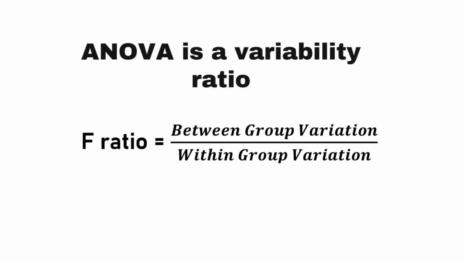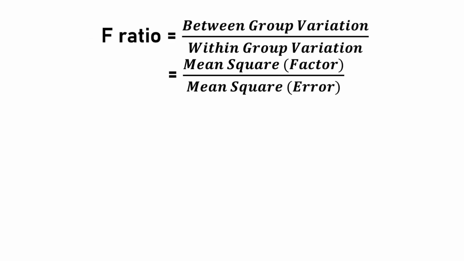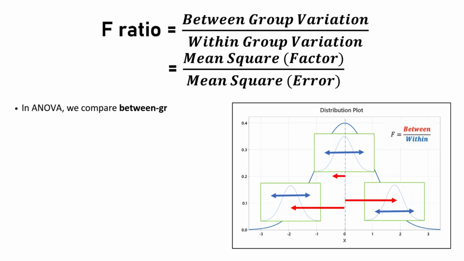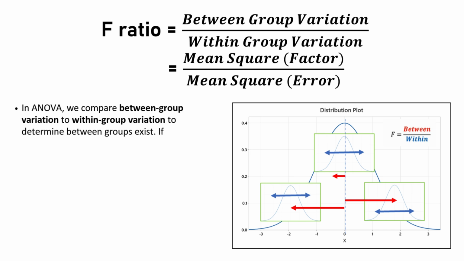Analysis of variance table. The F ratio in ANOVA compares between group to within group variance, indicating the presence of significant differences. A significant F ratio suggests notable variance between groups, pointing to potential differences in mean values. In ANOVA, we compare between group variation to within group variation to determine whether differences between groups exist.